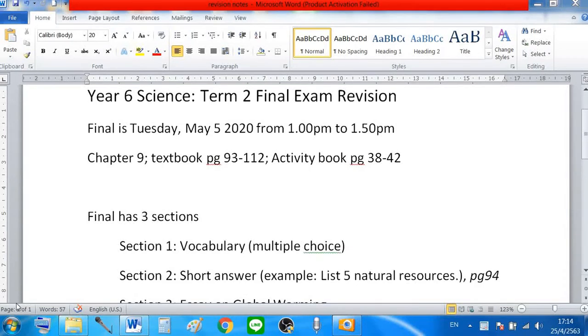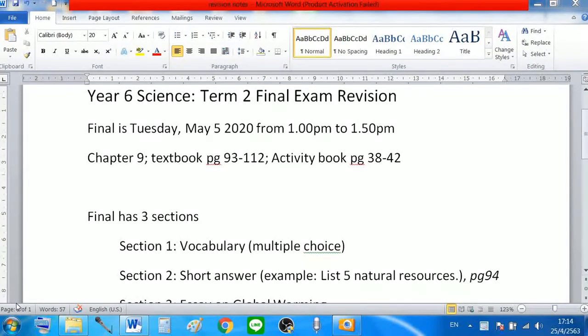Okay, this is the Year 6 Science Term 2 Final Exam Revision. Year 6 will take their final exam for Term 2 next Tuesday, May 5th, 2020, from 1 p.m. to 1:50 p.m. on Zoom. So you will download the test and take the exam in front of your camera.